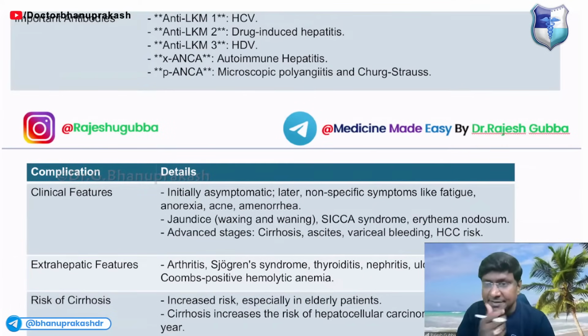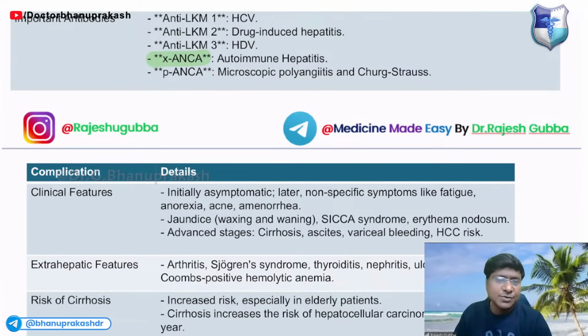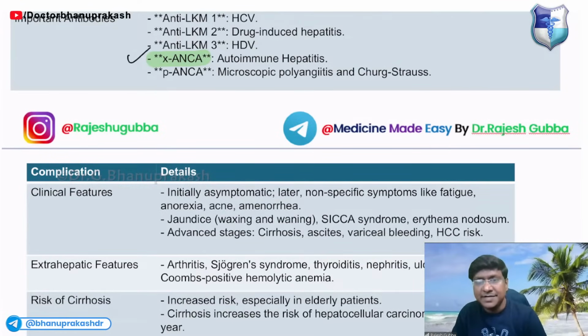But please remember, in case of autoimmune hepatitis, we have a form of ANCA called x-ANCA. Actually, ANCA, how many types do you have? P-ANCA, C-ANCA. P-ANCA is present in microscopic polyangiitis and Churg-Strauss syndrome, and C-ANCA is present in Wegener's granulomatosis. But in autoimmune hepatitis, x-ANCA is present, right?